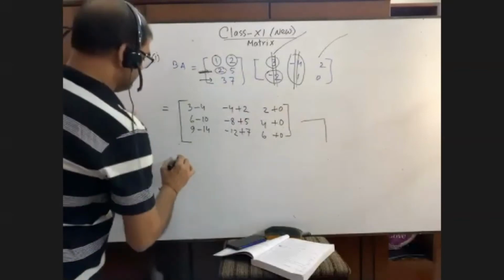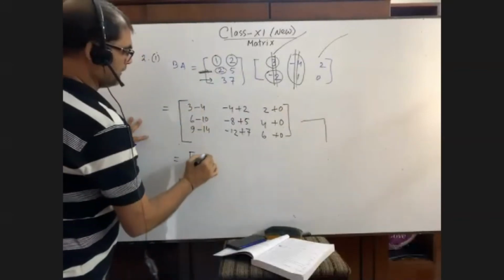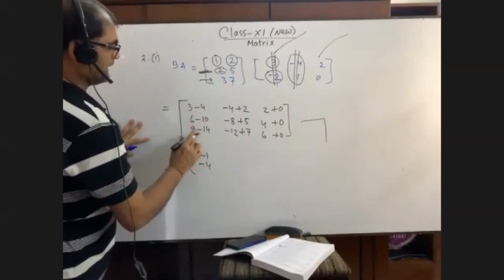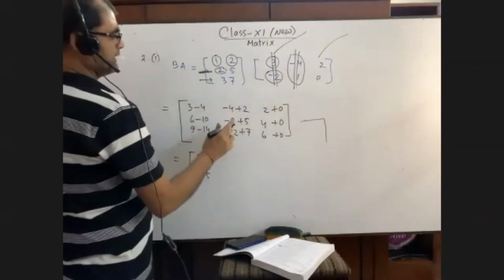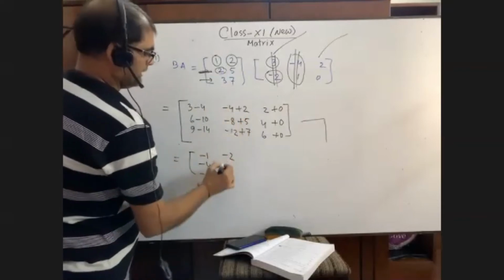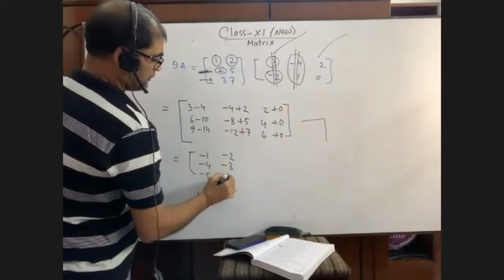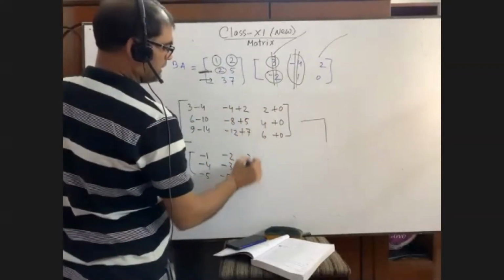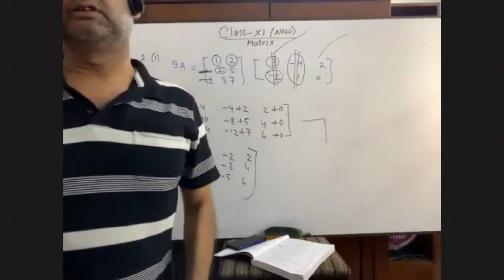Now you see calculation only. 3 minus 4 minus 1, 6 minus 4 minus 4, 9 minus 14 minus 5. Here it is 2 minus 4 minus 2, 5 minus 8 minus 3, 7 minus 12 minus 5. Here 2, 4, 6. So our math is done. Very easy and simple calculation that you can do.